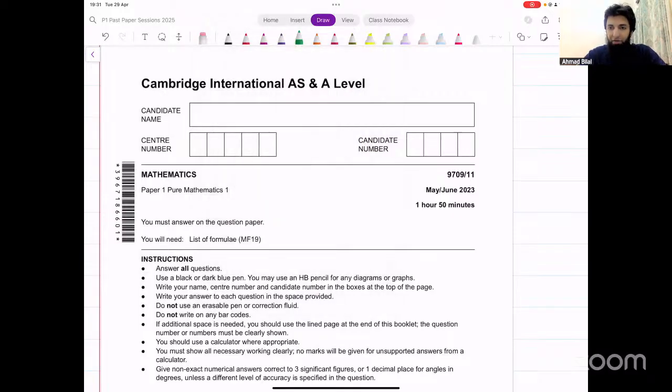How many of you have attempted this paper already? Can I get a raise of hands from those of you who have attempted the paper? Okay.